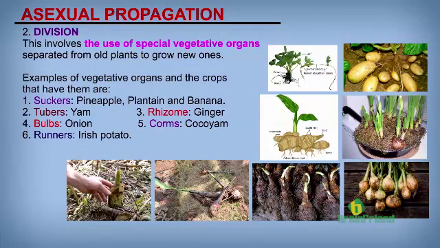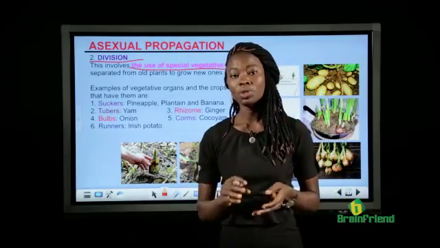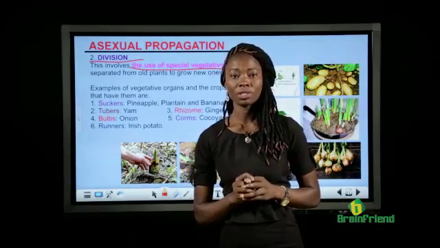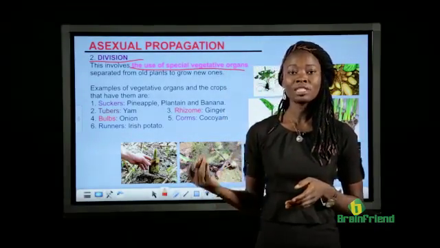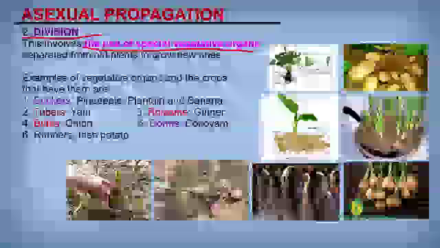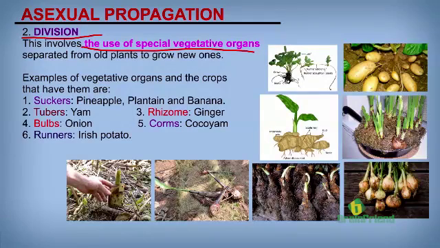The second type of asexual propagation is division. Division involves the use of special vegetative organs to grow new crops. Special vegetative organs are modified stems or roots of crops. There are certain types of crops that have these organs, and with these organs, farmers grow new crops. Examples of these special vegetative organs and the crops where they are found are suckers.